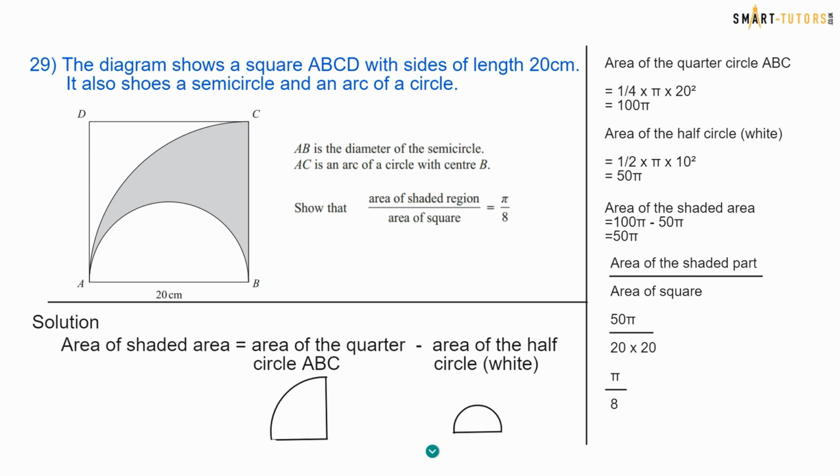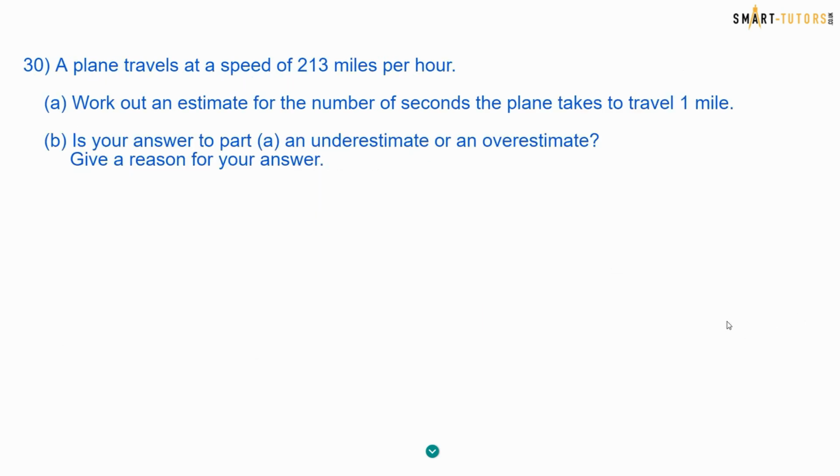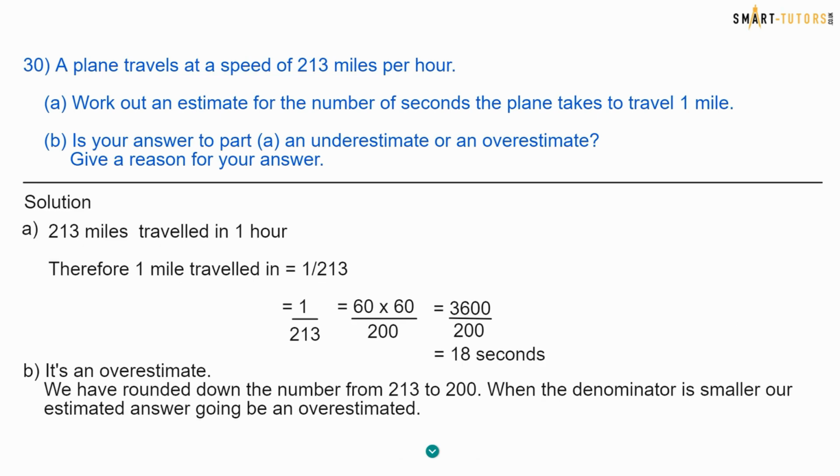Question number 30. A plane travels at a speed of 213 miles per hour. Work out an estimate for the number of seconds the plane takes to travel 1 mile. Part B: is your answer to part A an underestimate or an overestimate? Give a reason for your answer.